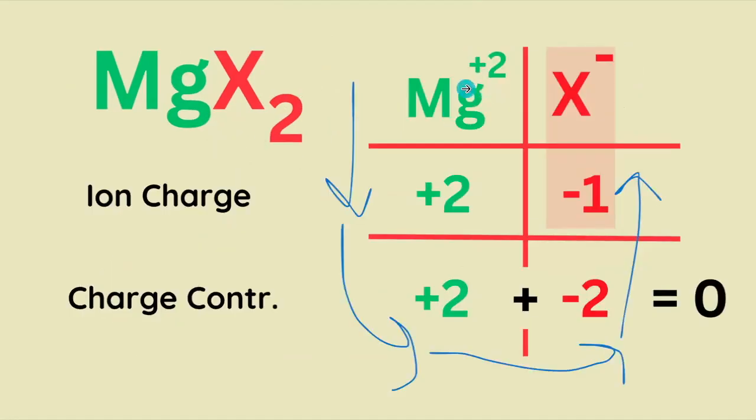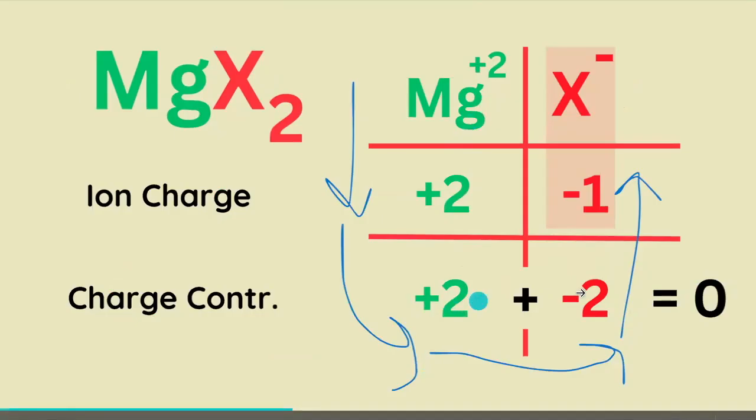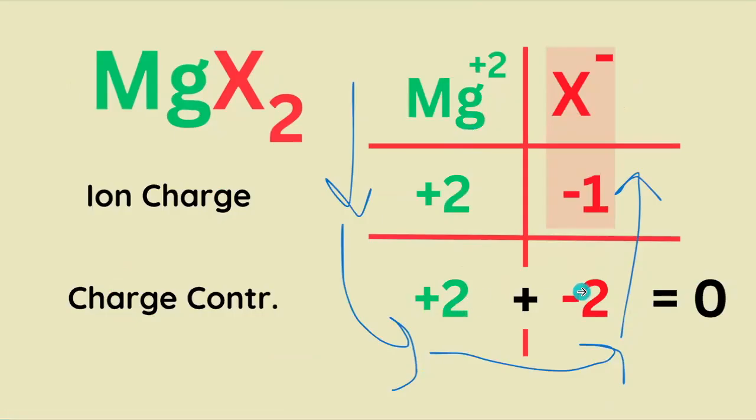We know that magnesium has a positive 2 charge. That's its ionic charge. And there's only one of them in the compound, so its overall contribution of charge is the same. And ionic compounds have to be 0 overall, so the overall contribution of charge of each element has to be equal and opposite. So the X element has to contribute something that is -2 overall.